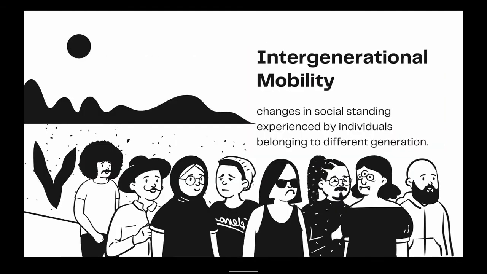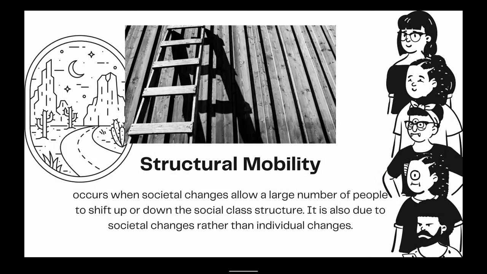That's the intergenerational mobility. We have structural mobility. Structural mobility occurs when societal changes allow a large number of people to shift up or down the social class structure. This is also due to societal changes rather than individual changes.